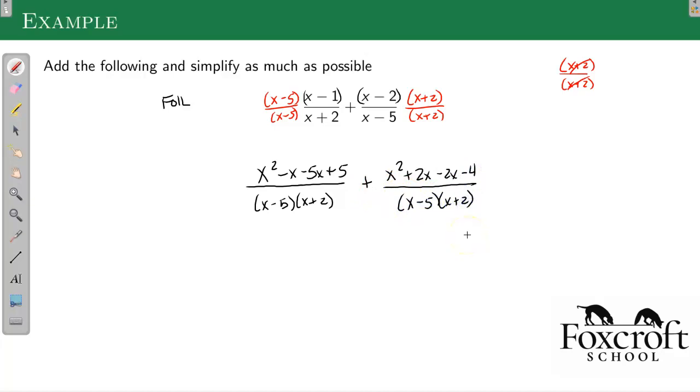And this one's an addition problem, so it's slightly easier. We just combine all like terms. We have an x squared plus an x squared. That's going to be 2x squared. I have a minus x, a minus 5x, a plus 2x, and a minus 2x. If I combine all those, negative 6, negative 4, negative 6. And I have negative 6x's. 5 plus negative 4 is positive 1. Right, and there's your final answer.